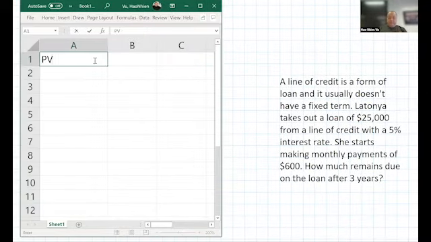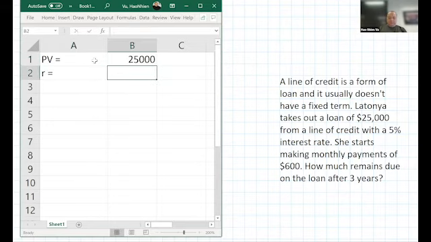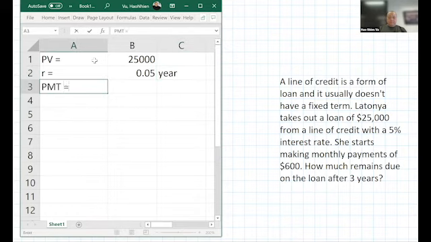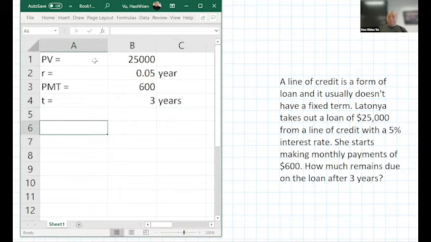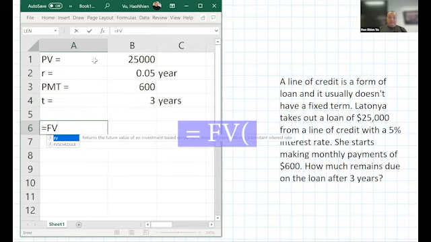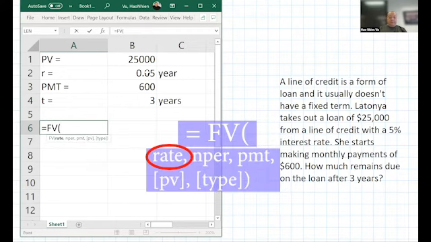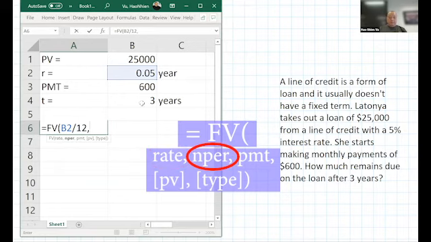Put in the information. Present value is 25,000. The rate is 0.05. Payment is 600. And the time is 3 years. And we're looking for the value in the future, so equals FV. First information is the rate, this divide by 12. Number of period is this times 12.